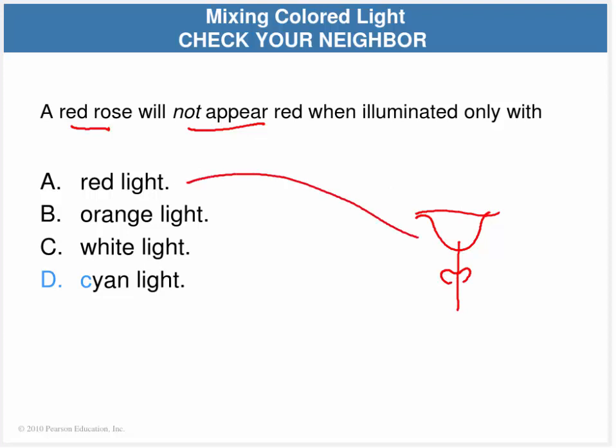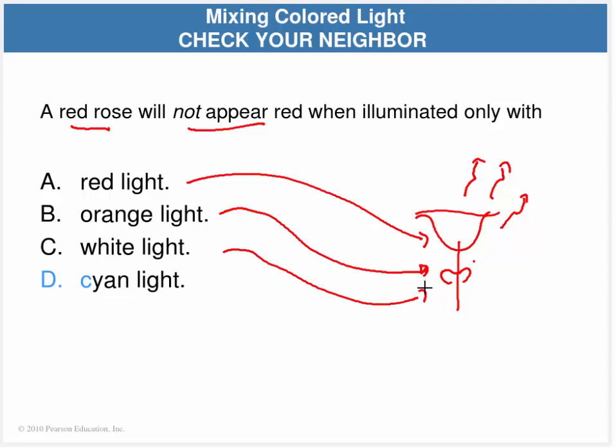Well, if I shined red light on it, then it definitely is going to have some red to reflect, and our eyes would definitely perceive some red. Orange is actually going to have some red built into it. It's going to be mostly red and a little bit of yellow. White light definitely has red in it. It's going to have red plus green plus blue. Cyan does not have any red light in it, and so the red rose is not going to appear red when it's illuminated by cyan.